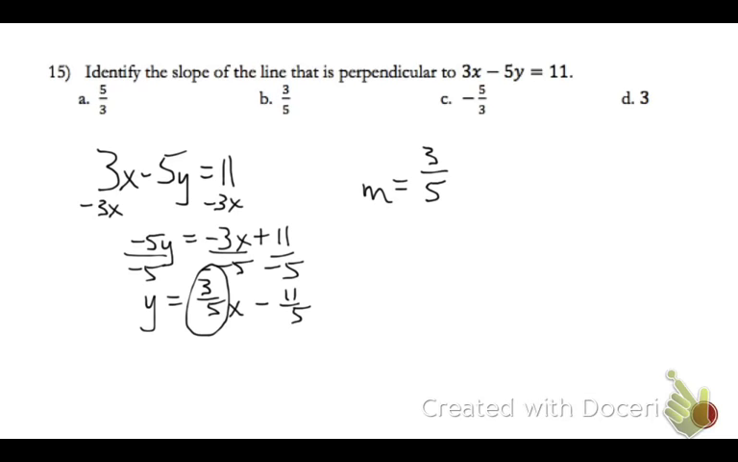We need the slope, however, that is perpendicular. So remember, that's going to be the opposite and then the reciprocal. So our choice will be C, negative 5/3.